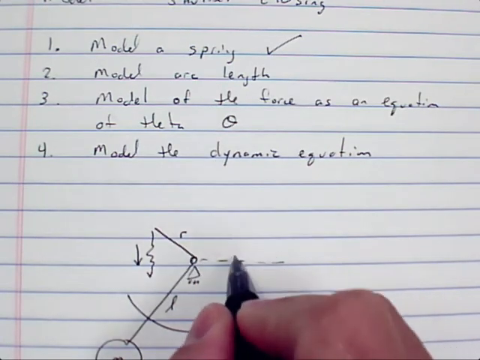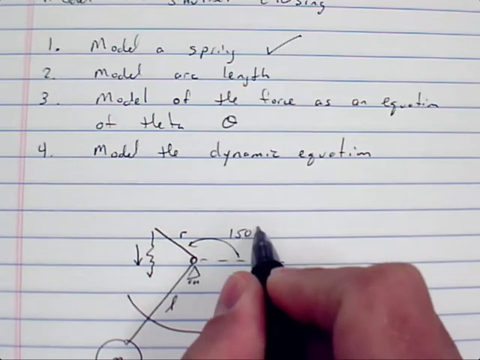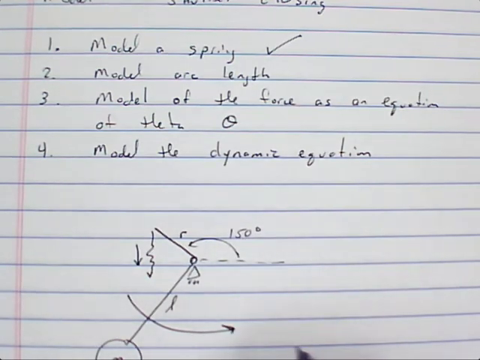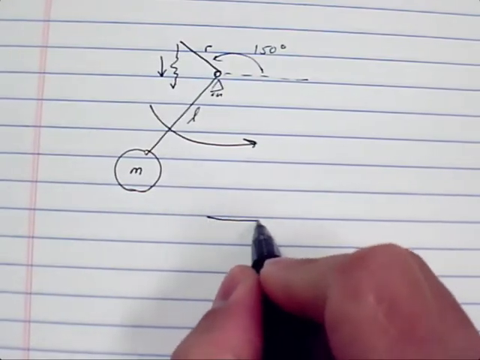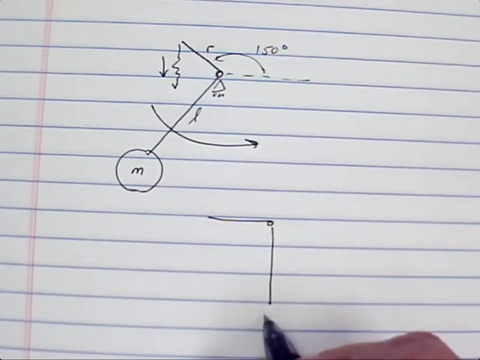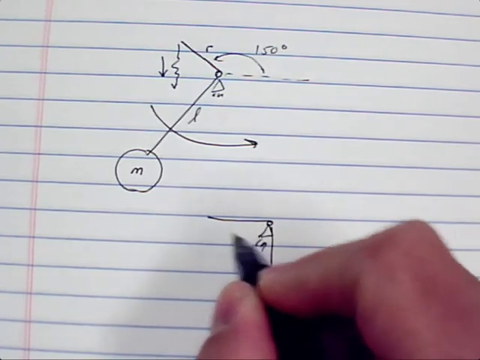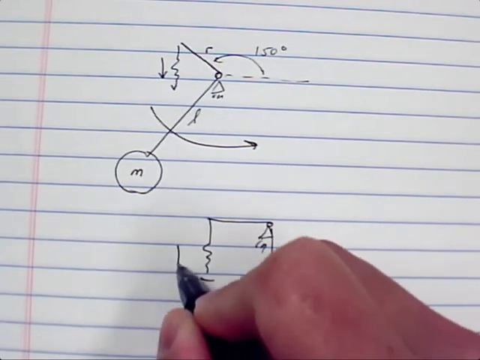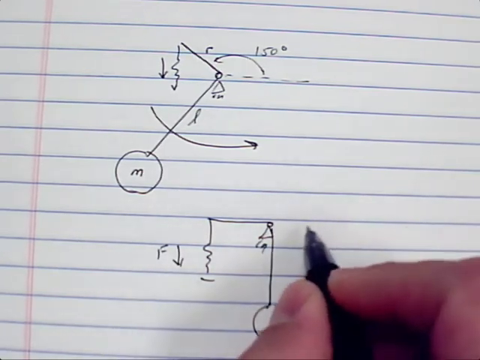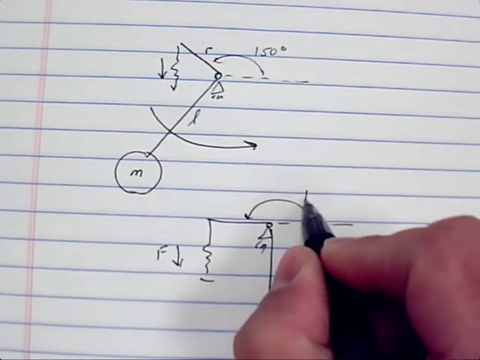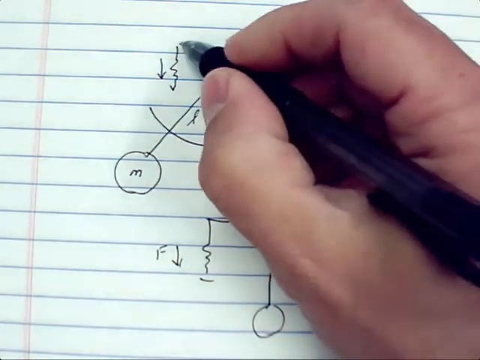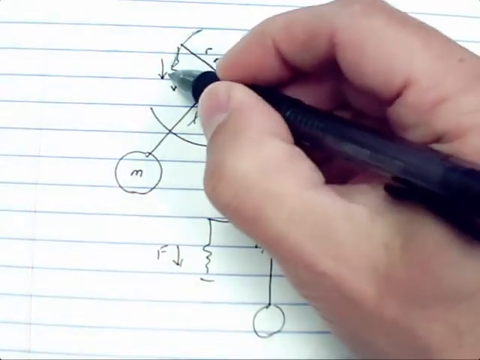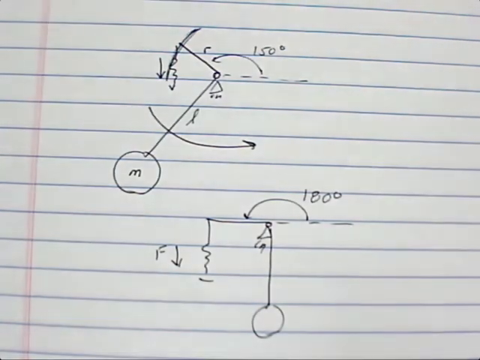And it's going to swing shut by, it starts at 150 degrees, and then it's going to swing shut to 180 degrees. Here's my spring force. And it's going to swing shut to 180 degrees. So we want to model this shutter, and we want it to swing closed, and basically we want to model this movement here.